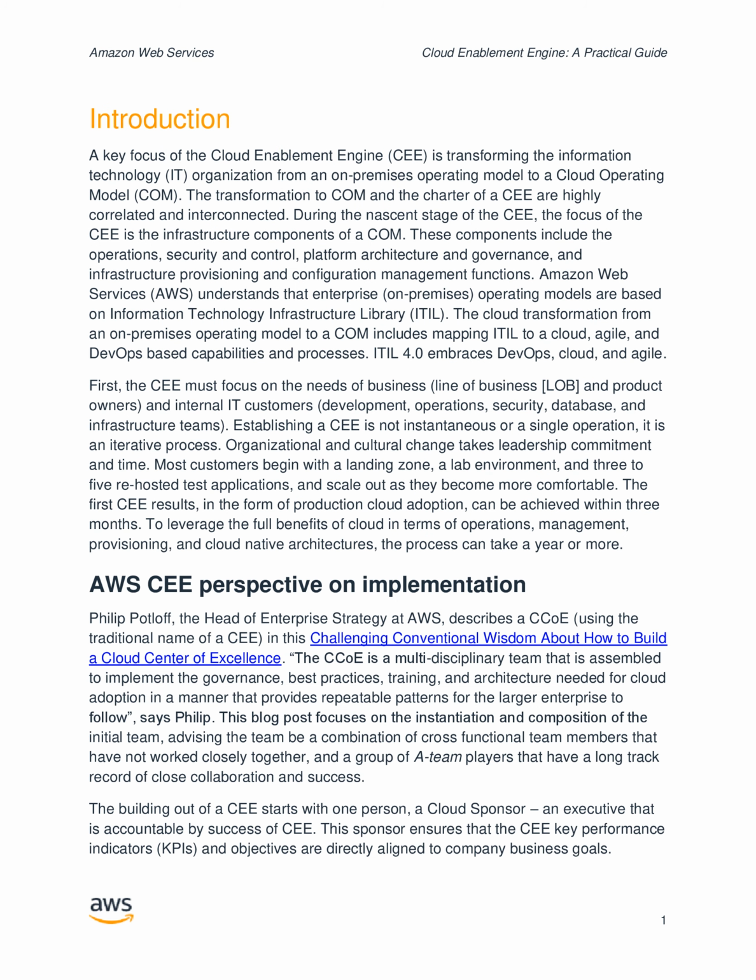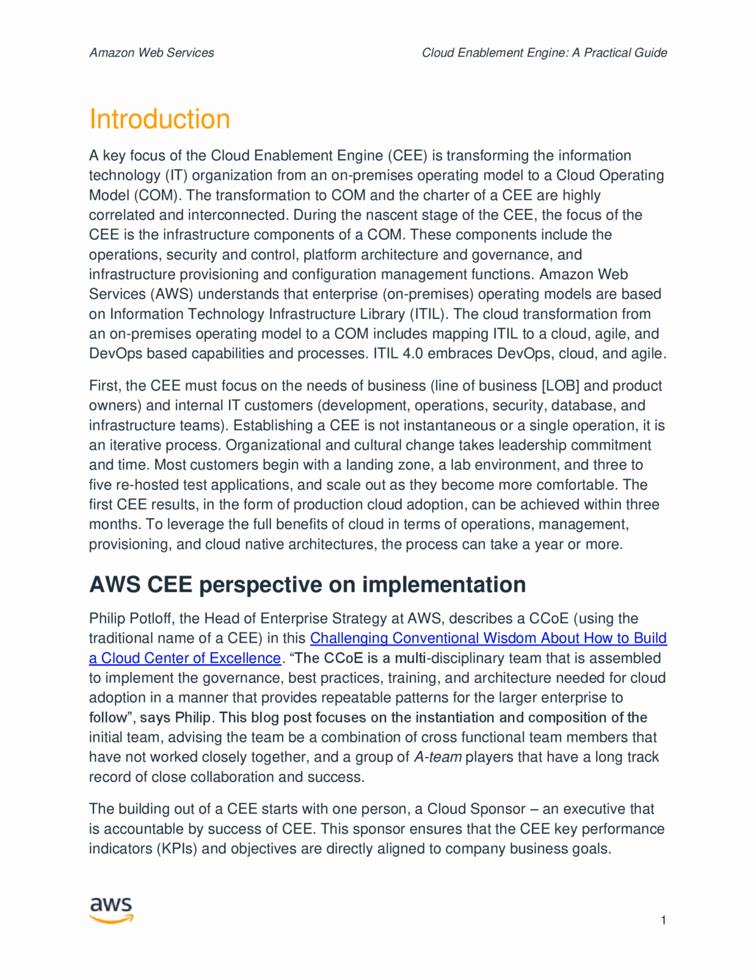Introduction. A key focus of the Cloud Enablement Engine, CEE, is transforming the information technology, IT, organization from an on-premises operating model to a cloud operating model, COM. The transformation to COM and the charter of a CEE are highly correlated and interconnected. During the nascent stage of the CEE, the focus of the CEE is the infrastructure components of a COM. These components include the operations, security and control, platform architecture and governance, and infrastructure provisioning and configuration management functions.